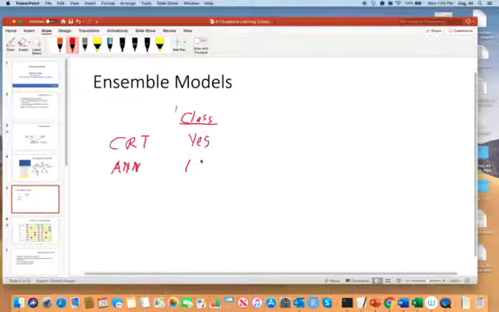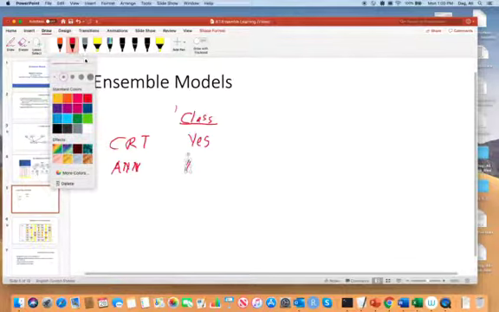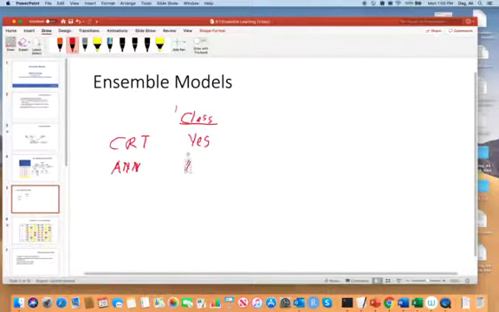I guess I'm messing up here. Okay, I fix it now. All right. This is sometimes hard to use.